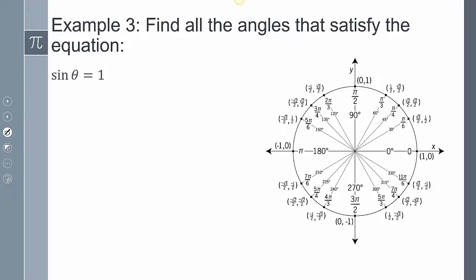Where is my sine going to be 1? So where is my y value 1? And so here, so I can say that theta is going to equal 90 degrees.